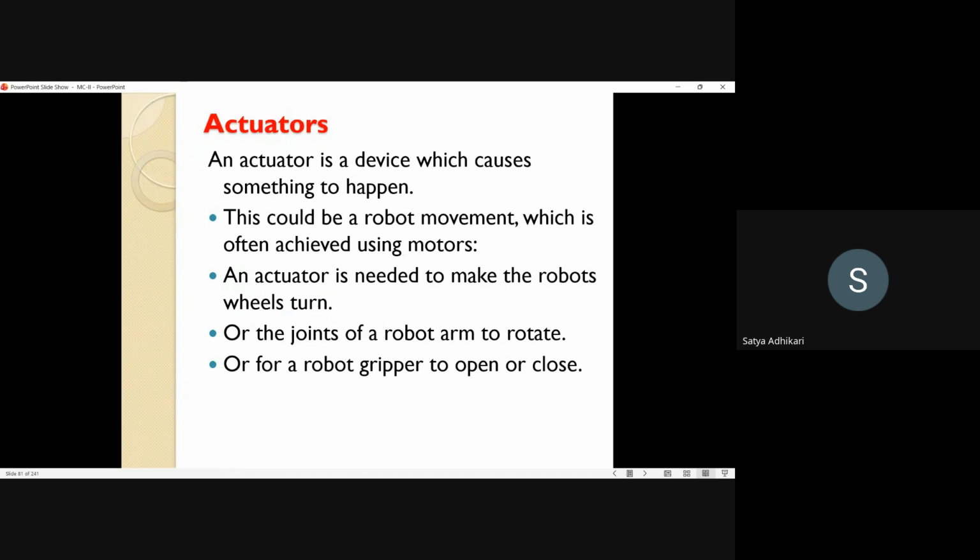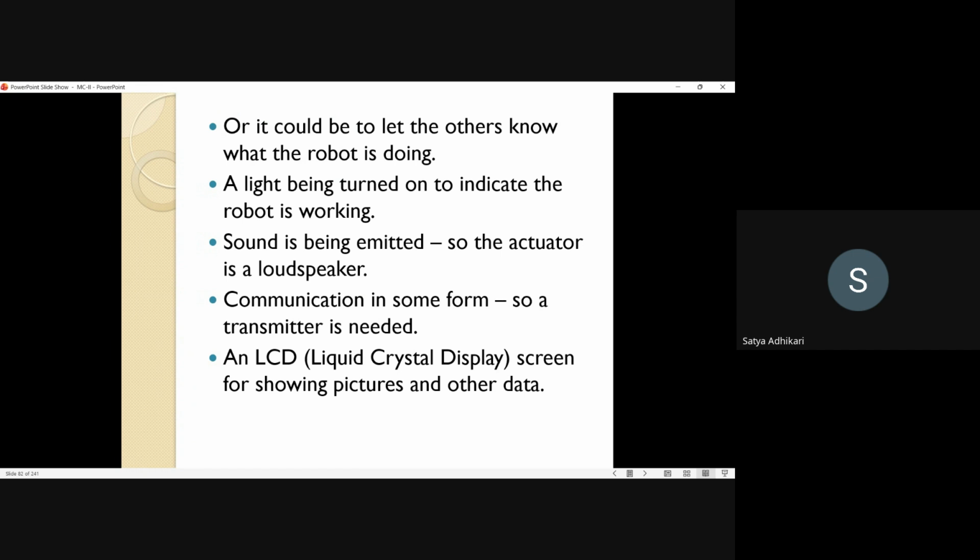Actuators. An actuator is a device which causes something to happen. This could be robot movement, which is often achieved using motors. An actuator is needed to make the robot wheels turn, or the joint of the robot arm rotate, or for a robot gripper to open or close. These are the functions of actuators.